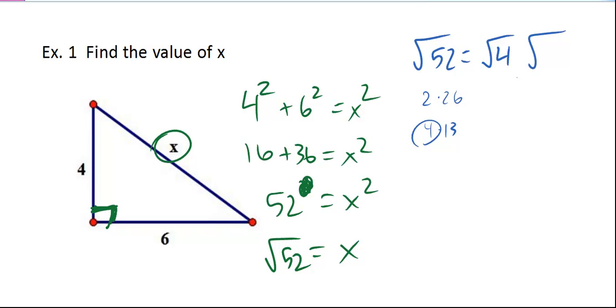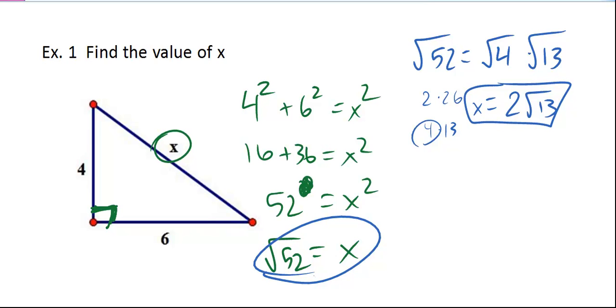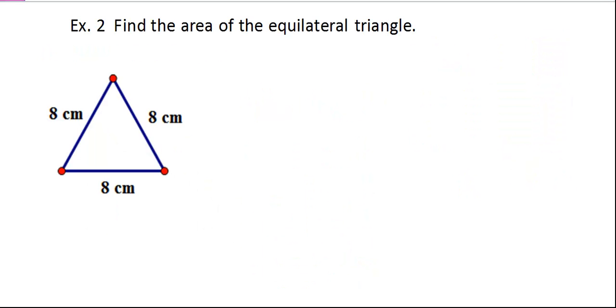So if I rewrite the square root of 52 as the square root of 4 times the square root of 13, we know the square root of 4 is 2, and our final answer would be that x is equal to 2 times the square root of 13. I would not say square root of 52, and I would not write a decimal. This is the exact value that is simplified, and this is something we really need to get good at. But let's take a look at one more problem.